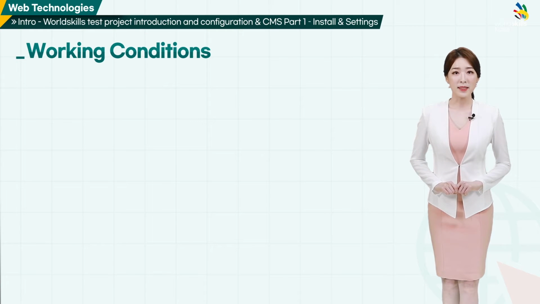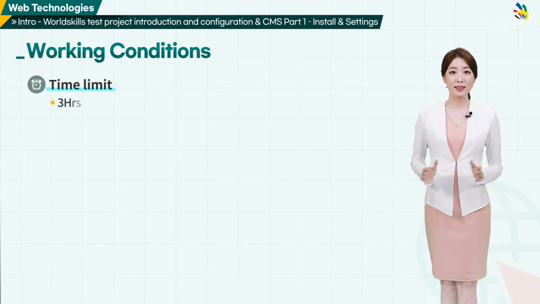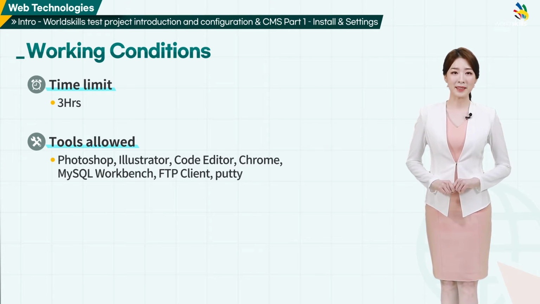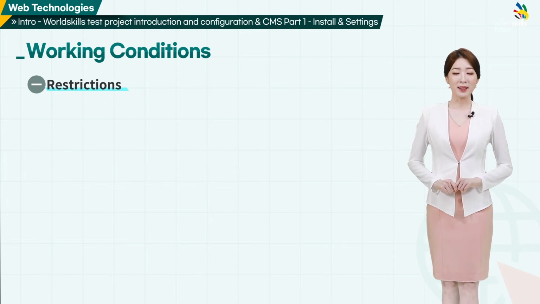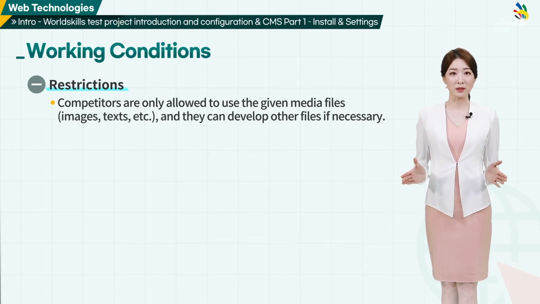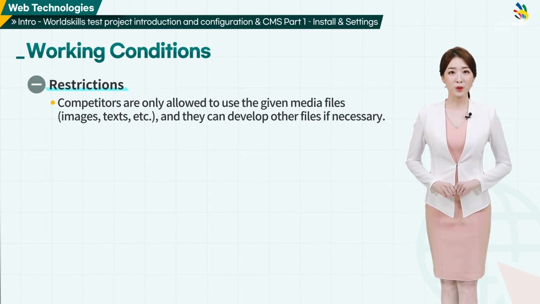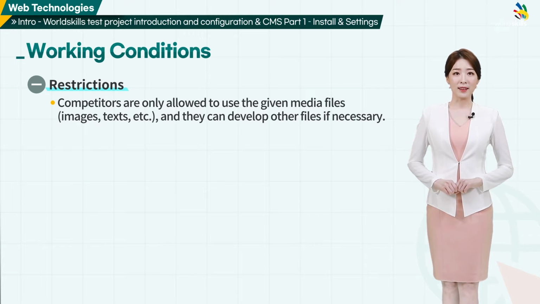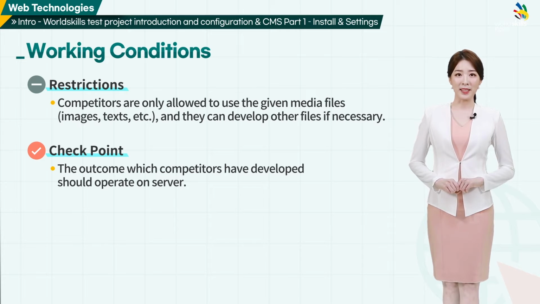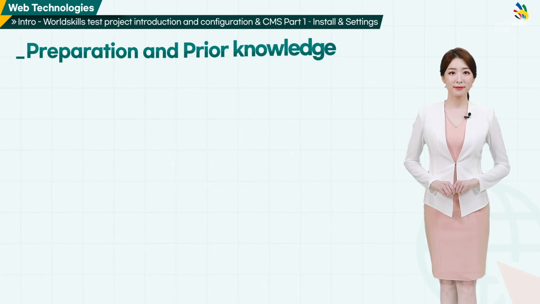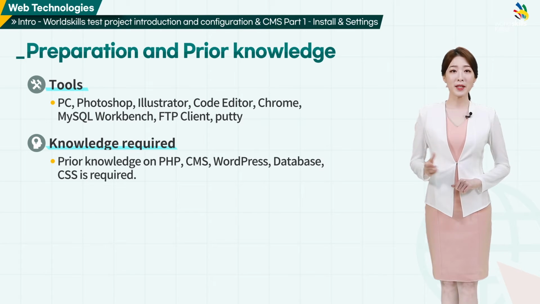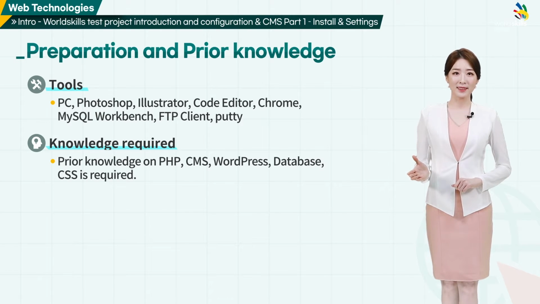When reviewing task working conditions, time limit is 3 hours, and tools allowed are as presented on the screen. Competitors are only allowed to use the given media files, such as images, texts, etc., and they can develop other files if necessary. The outcome which competitors have developed should operate on the server normally. For the preparation and prior knowledge for the task, please refer to the contents presented.